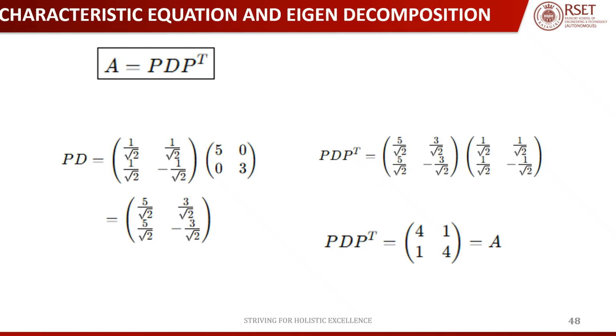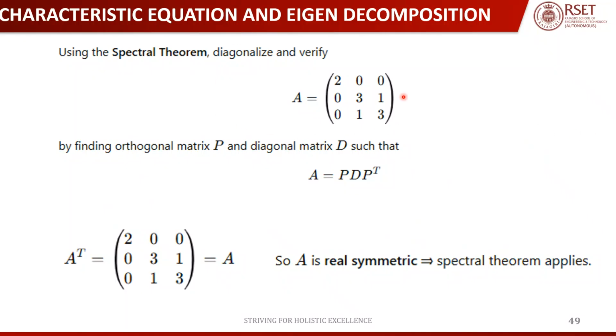So now we'll go for a 3 by 3 problem. Similarly, using the spectral theorem, we are asked to diagonalize this particular matrix A by finding the orthogonal matrix P and the diagonal matrix D such that A equals P D P transpose. That's the question. So we have A. What we first do is, A is a real matrix, so we just see whether A transpose is equal to A.